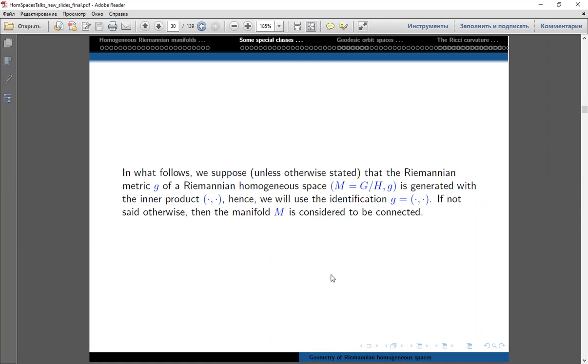In what follows, we suppose that the Riemannian metric G of a Riemannian homogeneous space is generated by an inner product of this form. Hence, we will use the identification of the metric and this inner product. And if not said otherwise, the manifold is considered to be connected.